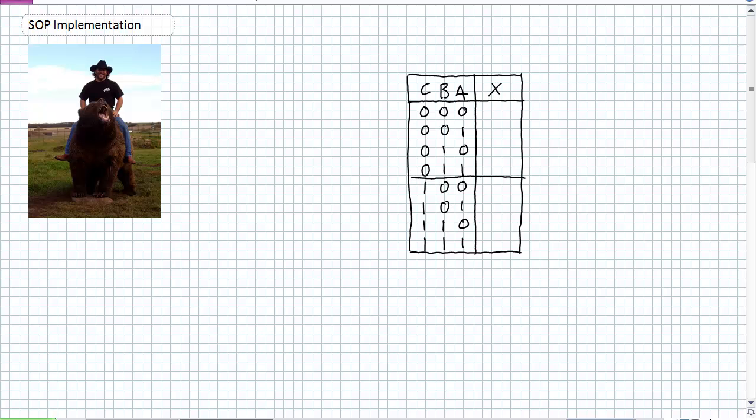And what I'm going to do is show you guys some systematic ways. I'm going to put you through art school, basically. I'm going to show you some systematic ways to develop these expressions.